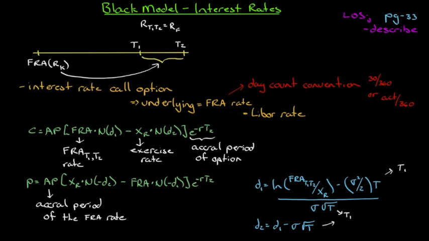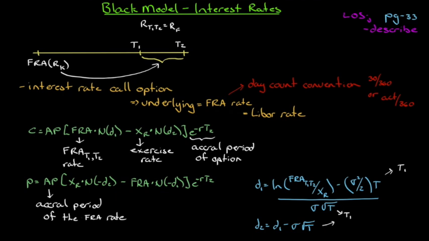All right, let's move on to the next learning objective and look at the Black model as it applies to interest rates. We're going to look at interest rate call and put options. And the first question we have to answer is, well, what is the underlying of an interest rate call option or put option? And the underlying is a forward rate agreement rate. Not a forward rate agreement, a forward rate agreement rate. In other words, it's the rate we would find in an FRA for that same period of time.